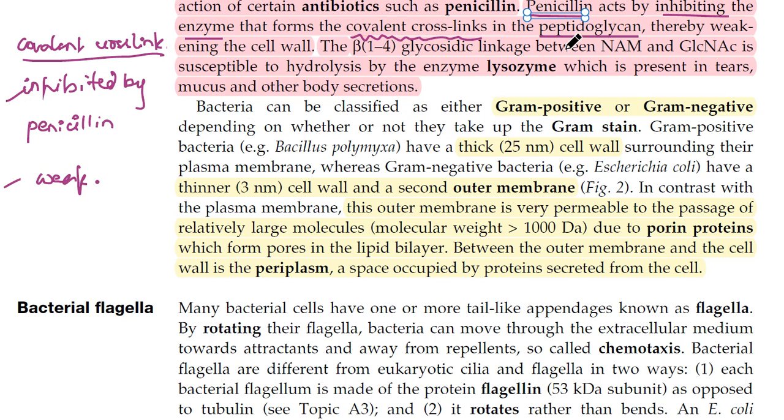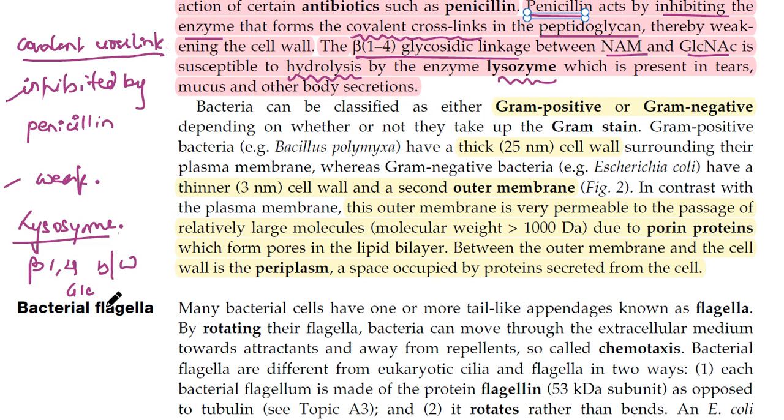The next important point: the beta-1,4 glycosidic linkage which forms between NAM and GalNAc is susceptible to hydrolysis by lysozyme. This lysozyme is able to break the beta-1,4 linkage between N-acetylglucosamine and N-acetylmuramic acid.